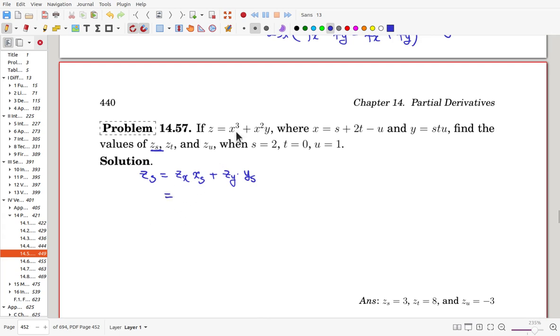Now, what is z sub x? 3x squared plus 2xy. And that is x sub s. The s derivative is 1. Plus z sub y, that's x squared, the y derivative is x squared here, and then y sub s, that is tu.